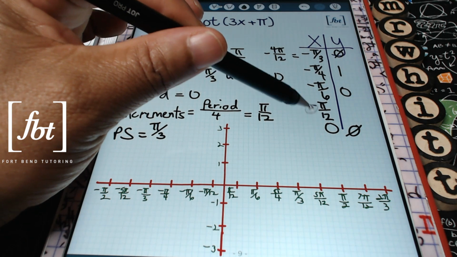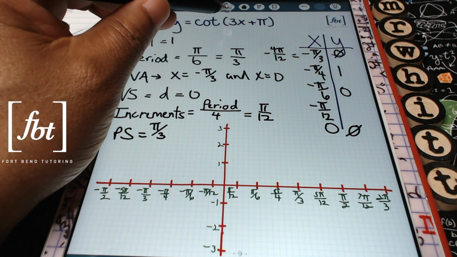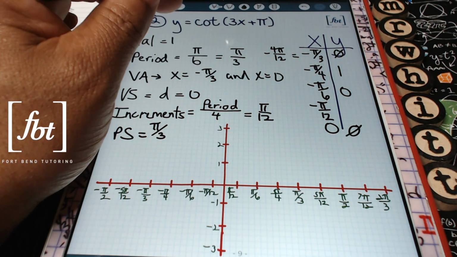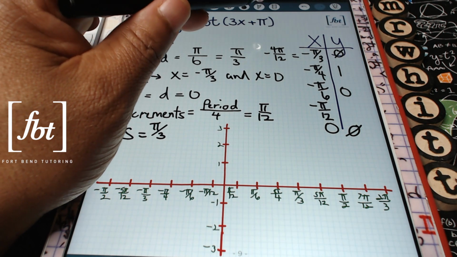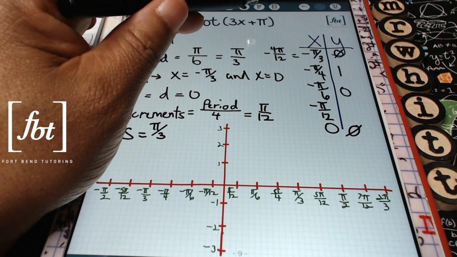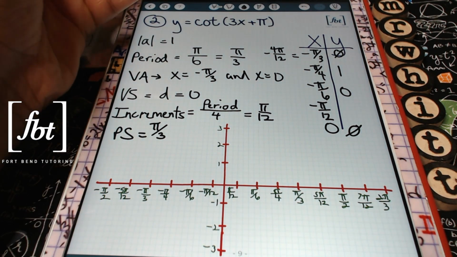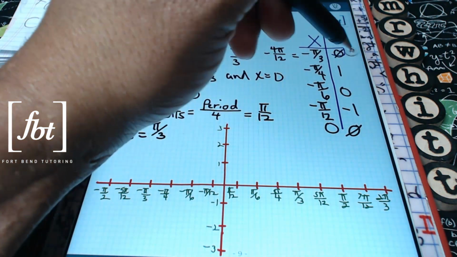Plugging in negative pi over 12, you'll have 3 times negative pi over 12. That gives you negative pi over 4. And therefore, negative pi over 4 plus pi gives you 3 pi over 4. Well, cotangent at 3 pi over 4, aka 135 degrees. Didn't we just find out that that value was negative 1?